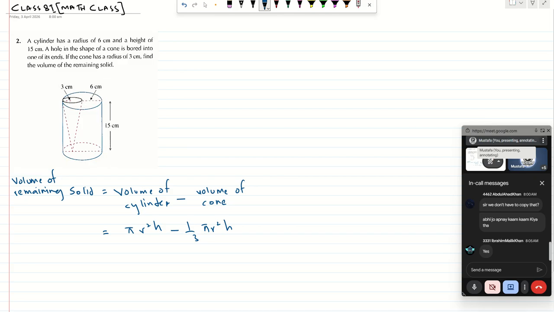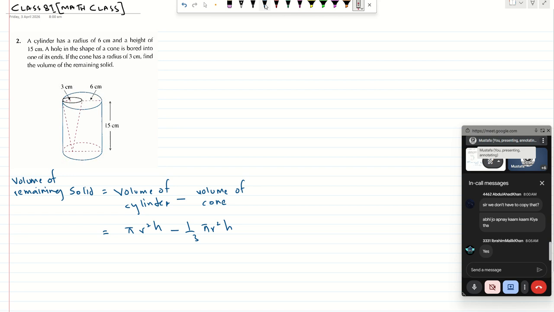But be careful, where r is written, जहाँ पर r लिखा हुआ है, over here you are going to input the radius of cylinder, and in this r you are going to input the radius of cone, ठीक है. जहाँ कोन की बात हो रही है वहाँ कोन का रेडियस इनपुट करेंगे, जहाँ सिलेंडर की बात हो रही है वहाँ सिलेंडर का रेडियस इनपुट करेंगे, ठीक है.